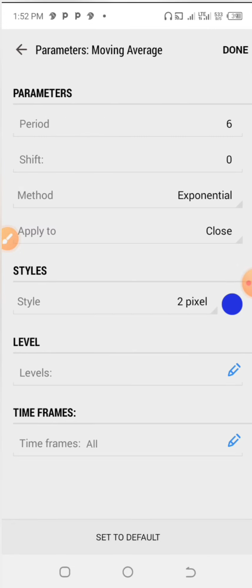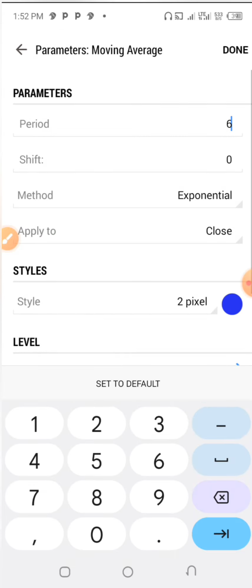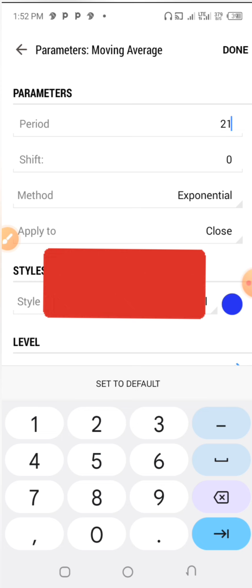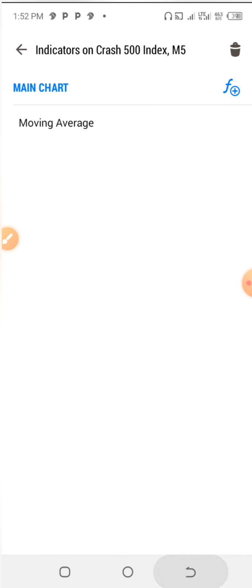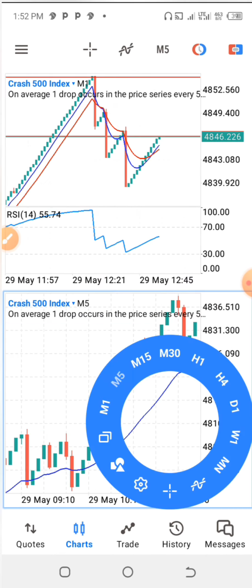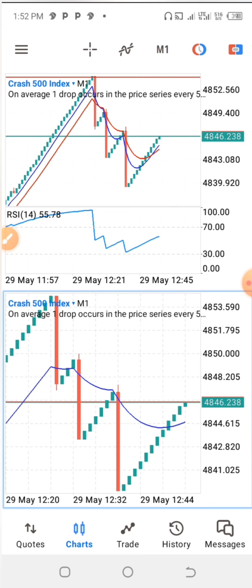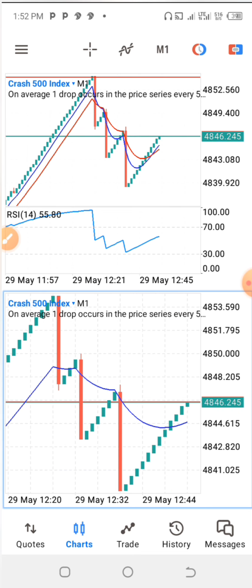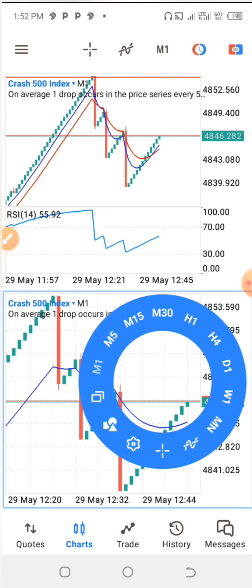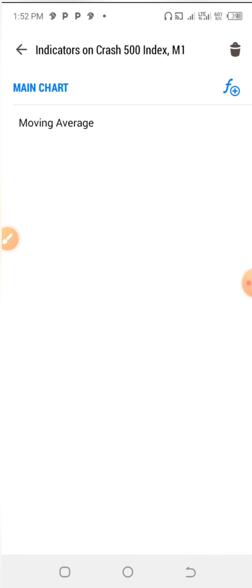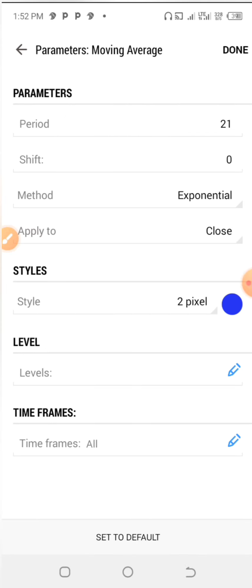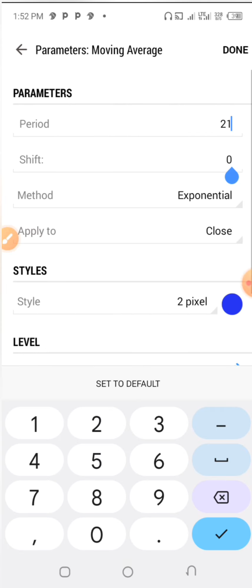This is moving average. So let me show you something. I don't want this video to be long. Let me show you something. This is moving average 21 in 1 minute time frame. Then moving average 12 in second screen.